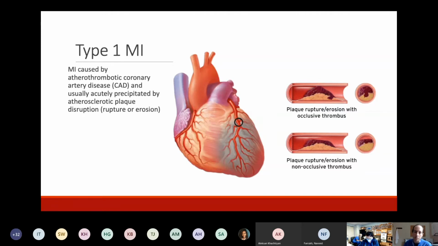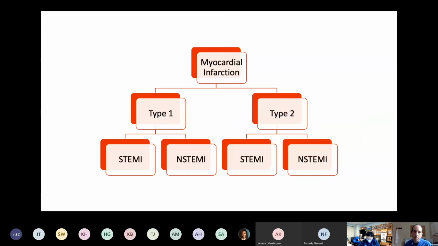This is technically classically the end STEMI, but they're the exact same underlying physiology. So again, I want you guys to start thinking more in terms of type 1 versus type 2. We're going to spend all day talking about the type 1. So you can certainly have a STEMI that's a type 1. You can have an end STEMI that's a type 1 myocardial infarction.